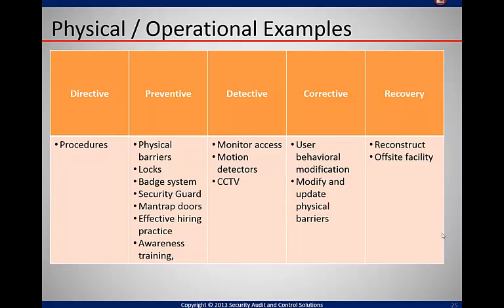Detective, monitor access, motion detectors, closed circuit TV are examples. And you can take many of these and try to think about examples in your environment. We have corrective control, such as user behavioral modification. And what this is, it could be, for example, a private sign on a door. So people should not go into a room that is defined as private. Modify and update physical barriers, reconstruct offsite facility as part of the recovery process.